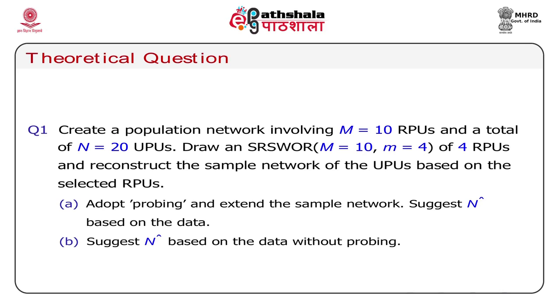In the sample network, you will be finding some of the ultimate population units captured, and you also have the resulting network. Adopt probing, because you know the whole population network, you can do the probing and you can see the result. Extend the sample network, suggest N hat based on the data, and part B, suggest N hat based on the data without probing. Simply trying to see that you understand the theory that has been discussed and the computations that have been followed, so that you are comfortable in doing the computations, starting with a network on your own.